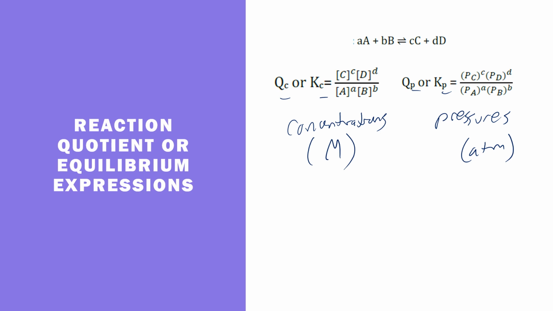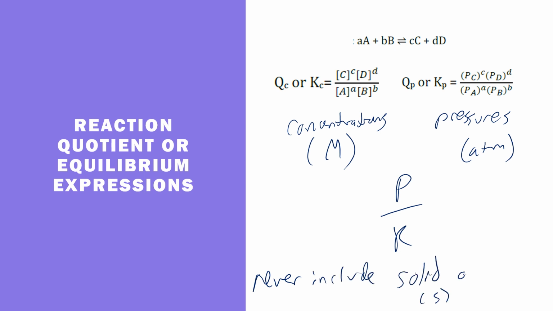Now, once you figure out whether you're doing concentration or pressure, then you're going to follow this kind of pattern here. If there's a coefficient in your balanced equation, the coefficient becomes the exponent. All right, coefficients become exponents, and it's always products over reactants. One more little rule is that you never include solid substances or liquid substances. They do not affect the value of your equilibrium constant or your value of the reaction quotient.